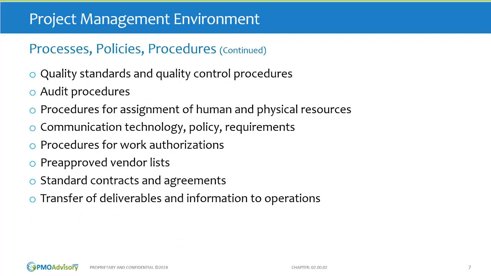Organizations frequently have quality standards and quality control procedures. There might also be audit procedures. These could be required by industry or regulations. The organization will have a procedure for how to assign human and physical resources to projects. Communication is even a procedure based on the available technology and policies and requirements that are in place.